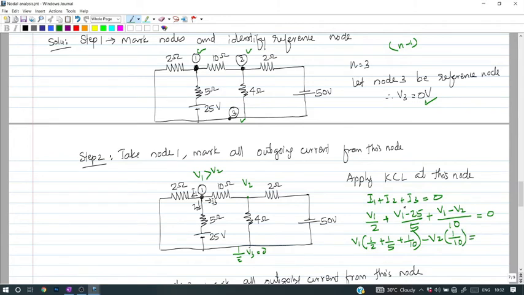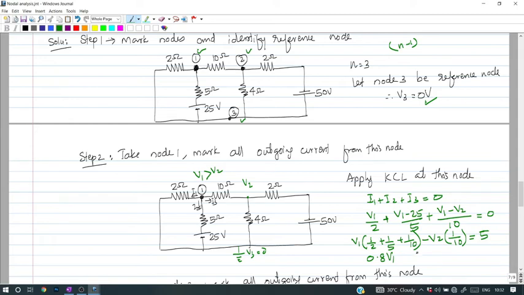Which is equal to, what is the constant term available here? Minus 25 by 5, that is minus 5 itself. So minus 5, when we move to that side, becomes 5. So this is your equation number 1. This equation can be simplified as 0.8 V1. Please verify this one.